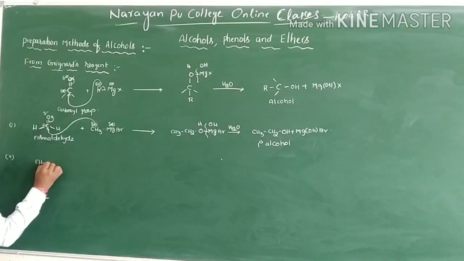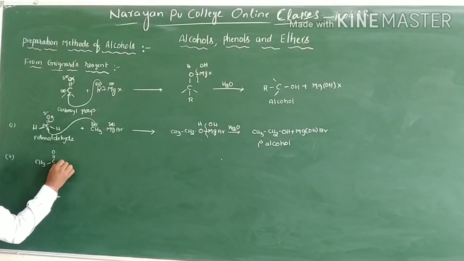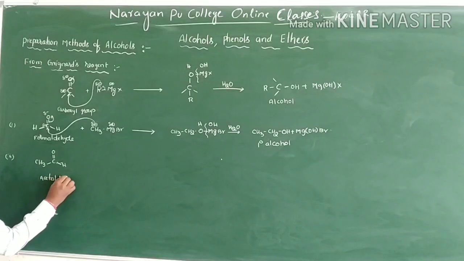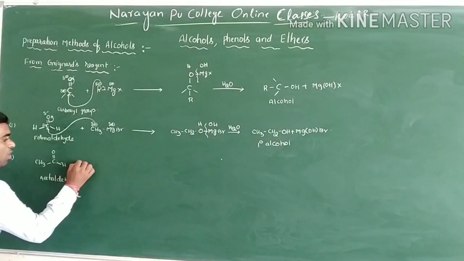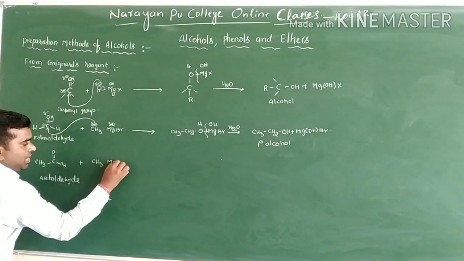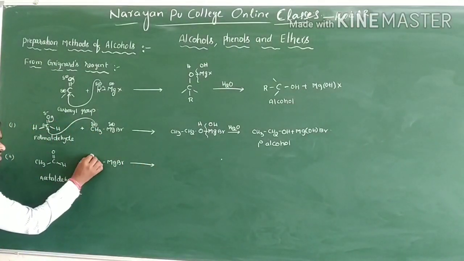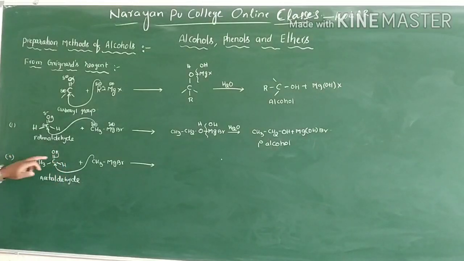What is the formula of acetaldehyde? CH3, C double bond O, and here H. This we will call acetaldehyde. Now the same is treated with the Grignard reagent CH3MgBr. Again I will not write the positive and negative charges, you already know. So CH3 attacks here and the bond electrons shift towards the oxygen, giving O minus.